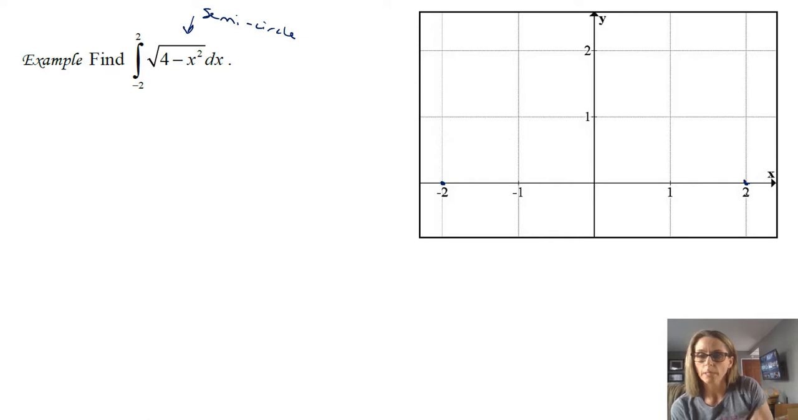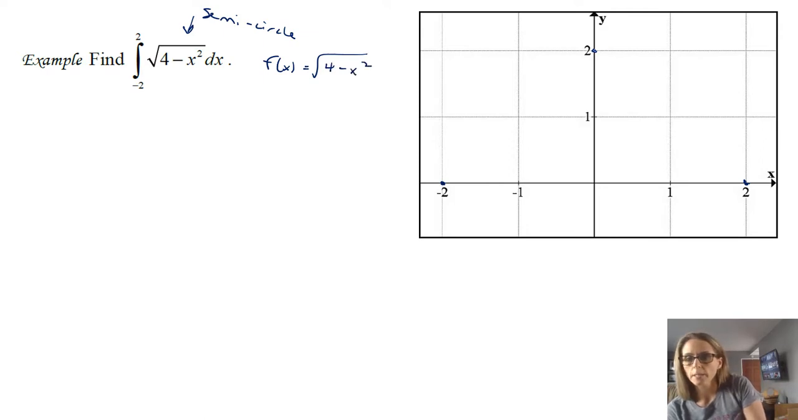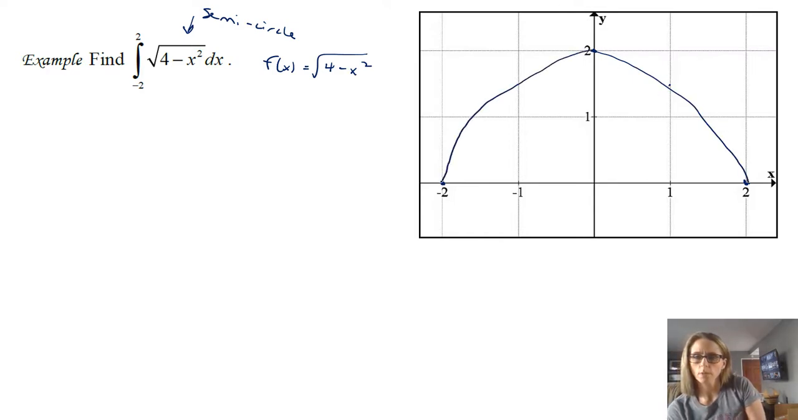Anything less than -2 or greater than 2 is going to give you a negative in your square root. When x is 0, the y value is 2. So again, I'm just considering what this function actually looks like graphically. And at 1, what do you get? Square root of 3? Something like that. Not really super important to have some great graph. More important just to understand that this is a semicircle, half circle.